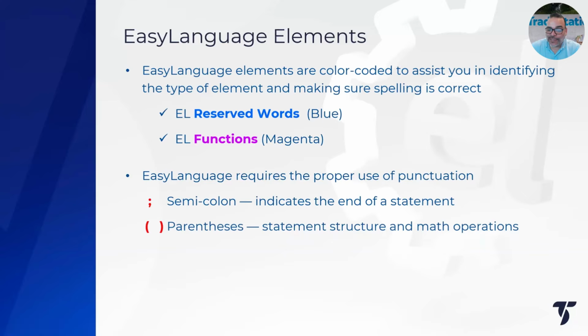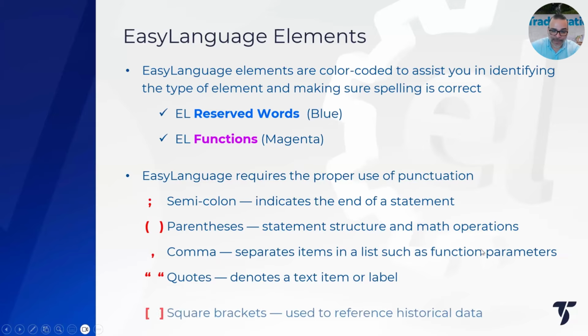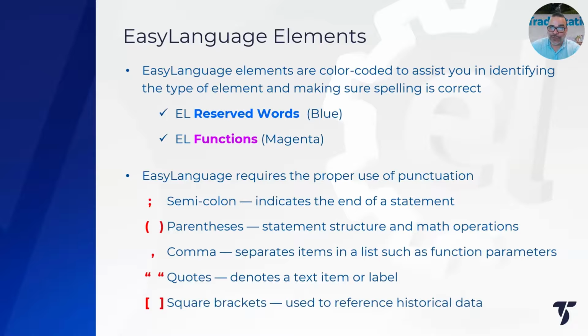Parentheses, of course, are to provide some structure to parameters and also mathematical operations. If you want to control the order of operations in a mathematical formula, of course you can do that with parentheses. Commas separate parameters, and quotations come in very handy if you want to create a label or a text annotation on TradeStation. Square brackets are used mostly for historical references. We are going to take a look at that maybe in today's class, maybe not, but we'll see.